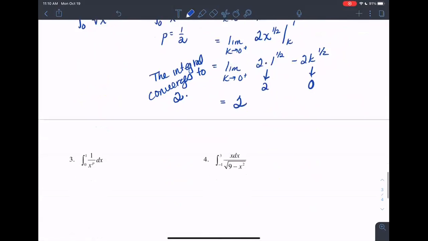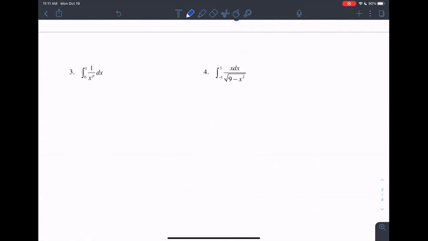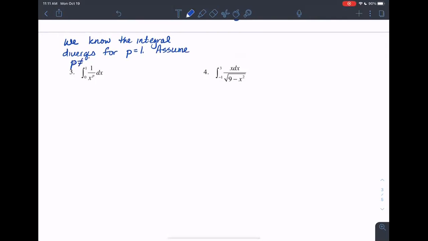So the next problem is actually that same integral 1 over x to the p. But we're going to consider what happens for various choices of p. We already know, just like before, that the integral is going to diverge for p values equal to 1. So let's assume that p is not equal to 1. What that allows us to do is use the power rule, because remember, when p equals 1, that's when we get the natural log for our integral. So this allows us to use the power rule.